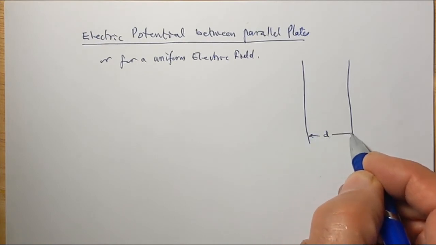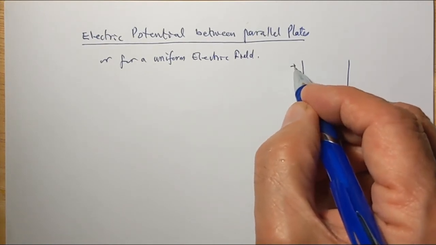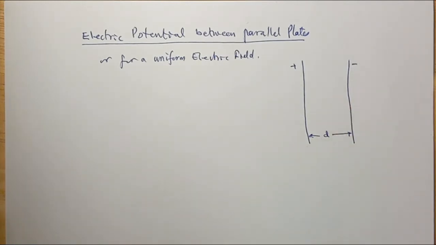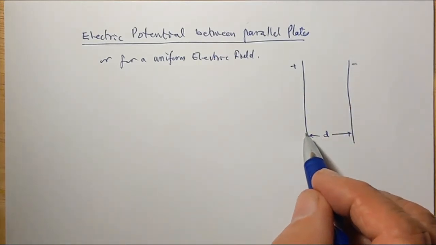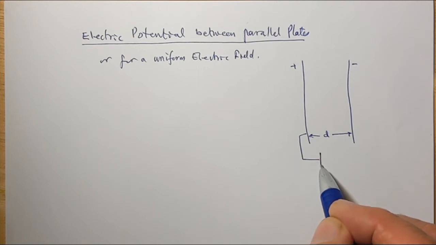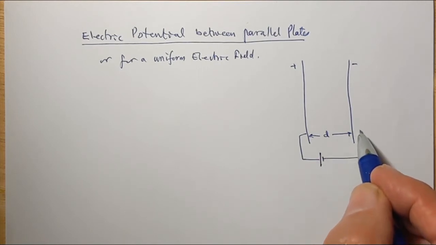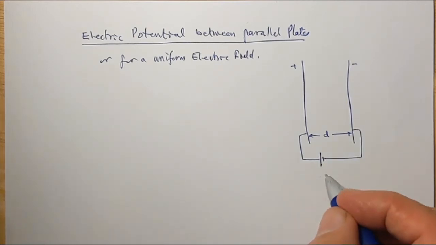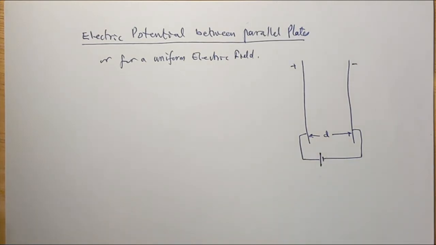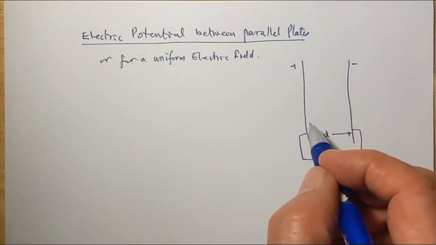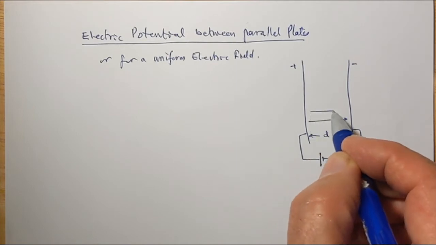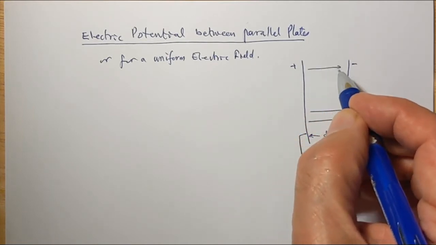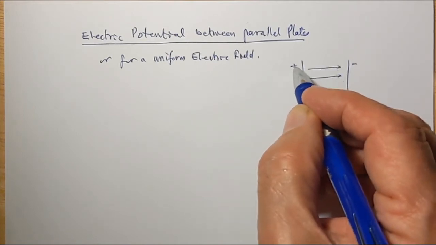distance is d, and we have a positive charge on the left plate, a negative charge on the right plate. We can do that by attaching this to a battery, the positive terminal to the left and negative terminal to the right, and there is some voltage in this battery. The electric field will go from the positive towards the negative, and it's uniform.